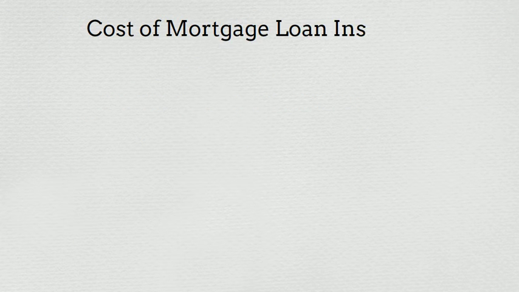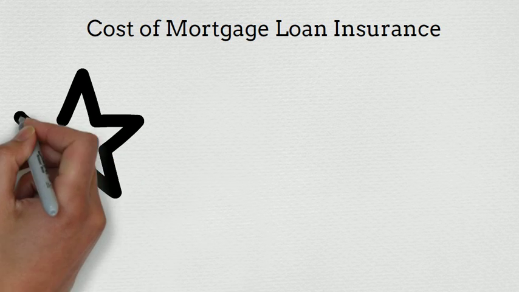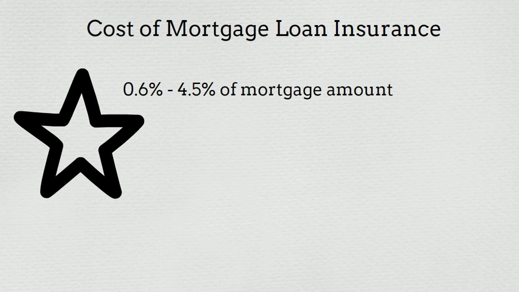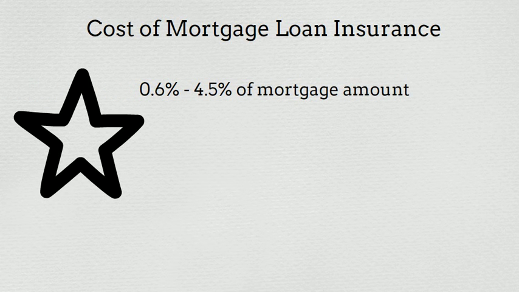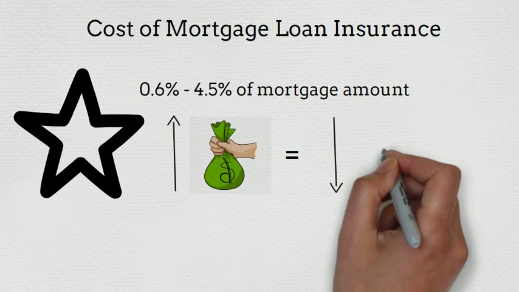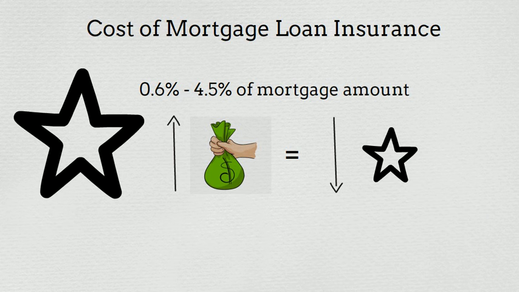Let's break down the cost of mortgage loan insurance. The fee you pay for mortgage loan insurance is called a premium. Mortgage loan insurance premiums range from 0.06% to 4.5% of the amount of your mortgage. Your premium depends on the amount of your down payment. The bigger your down payment, the less you pay in loan insurance premiums.